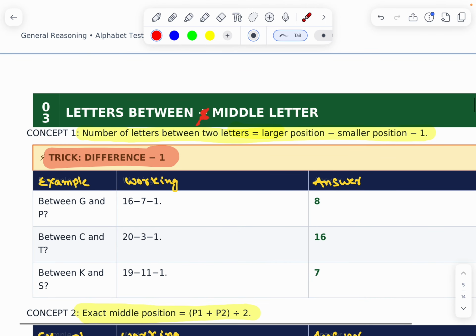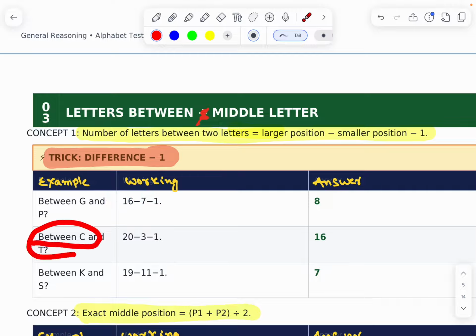Now we can go through the examples. How many letters are between G and P? What is the value of G? 7. What is the value of P? 16. Therefore, the larger number 16 minus 7 minus 1. Therefore, 8 is the answer.